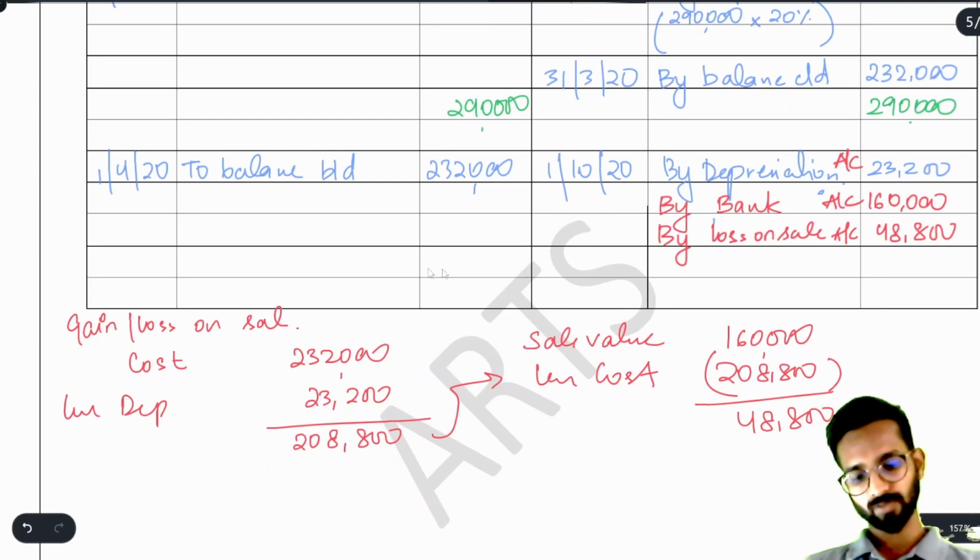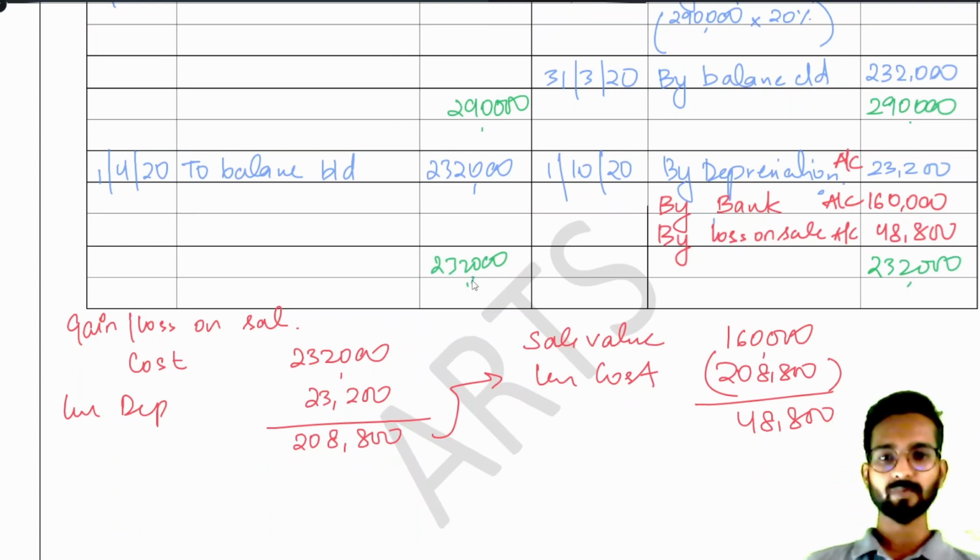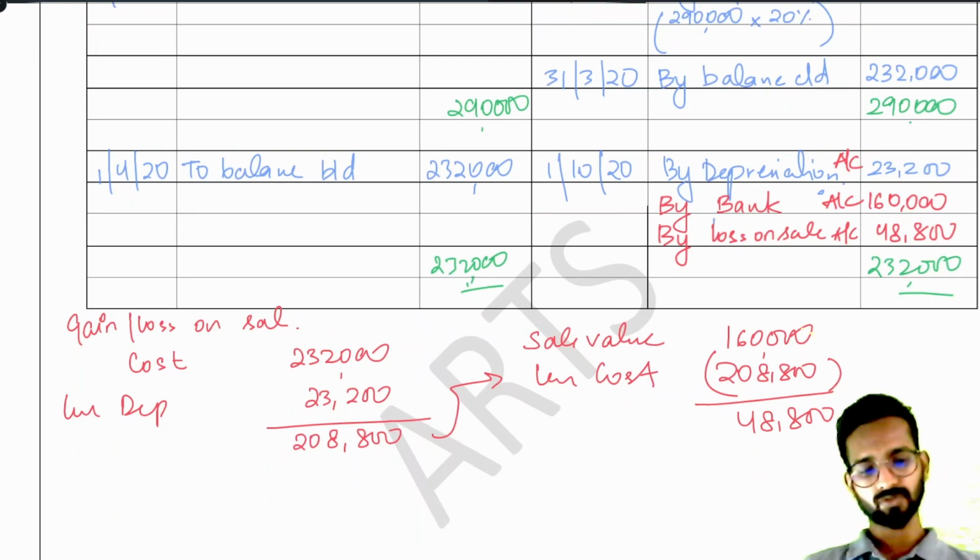Now you can write your total as 2,32,000 and 2,32,000. Sir, why is there no balance carried down? Why is there no closing balance? Because we have already sold the truck. Now we do not have the truck, so how can we have the truck account? Understood? So our truck account will be closed.